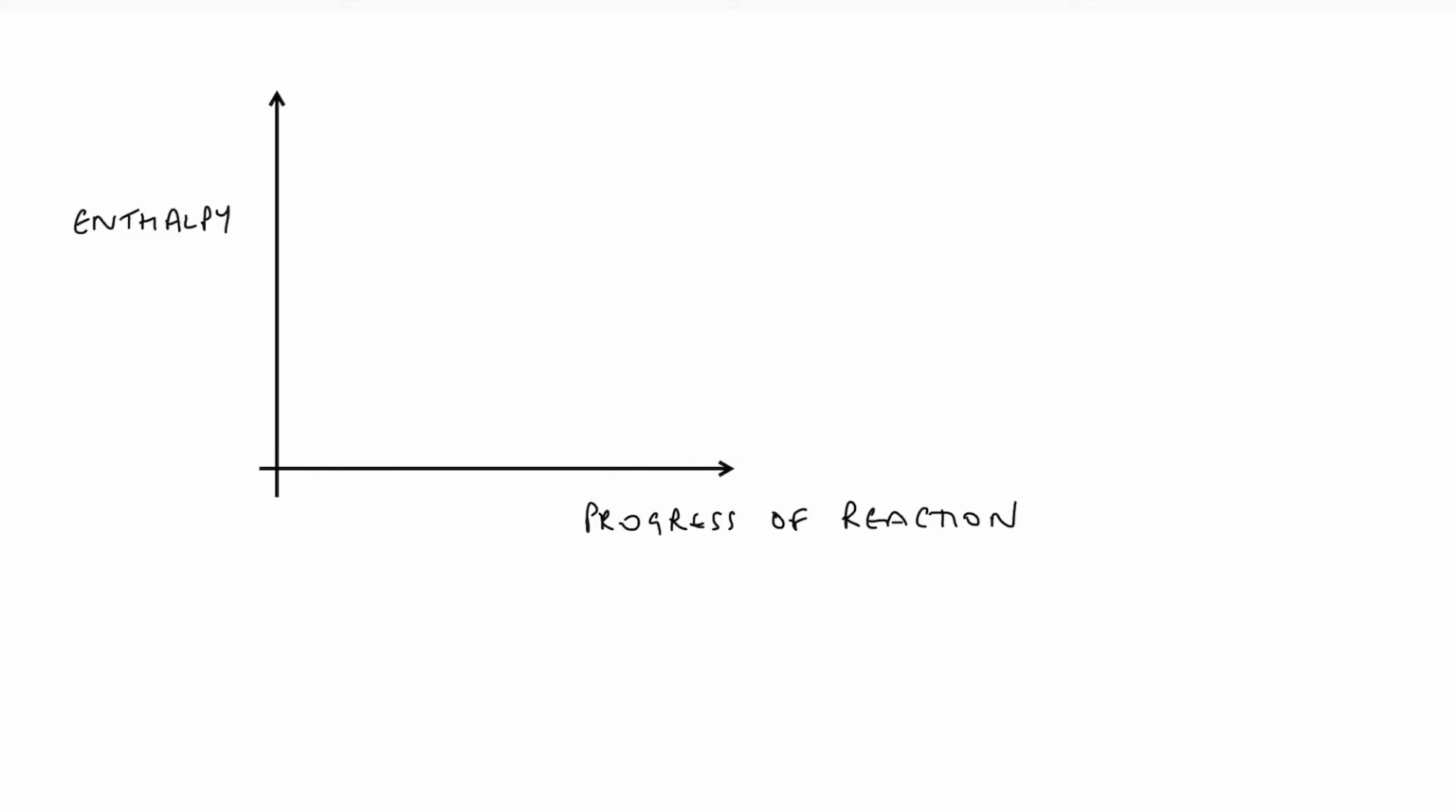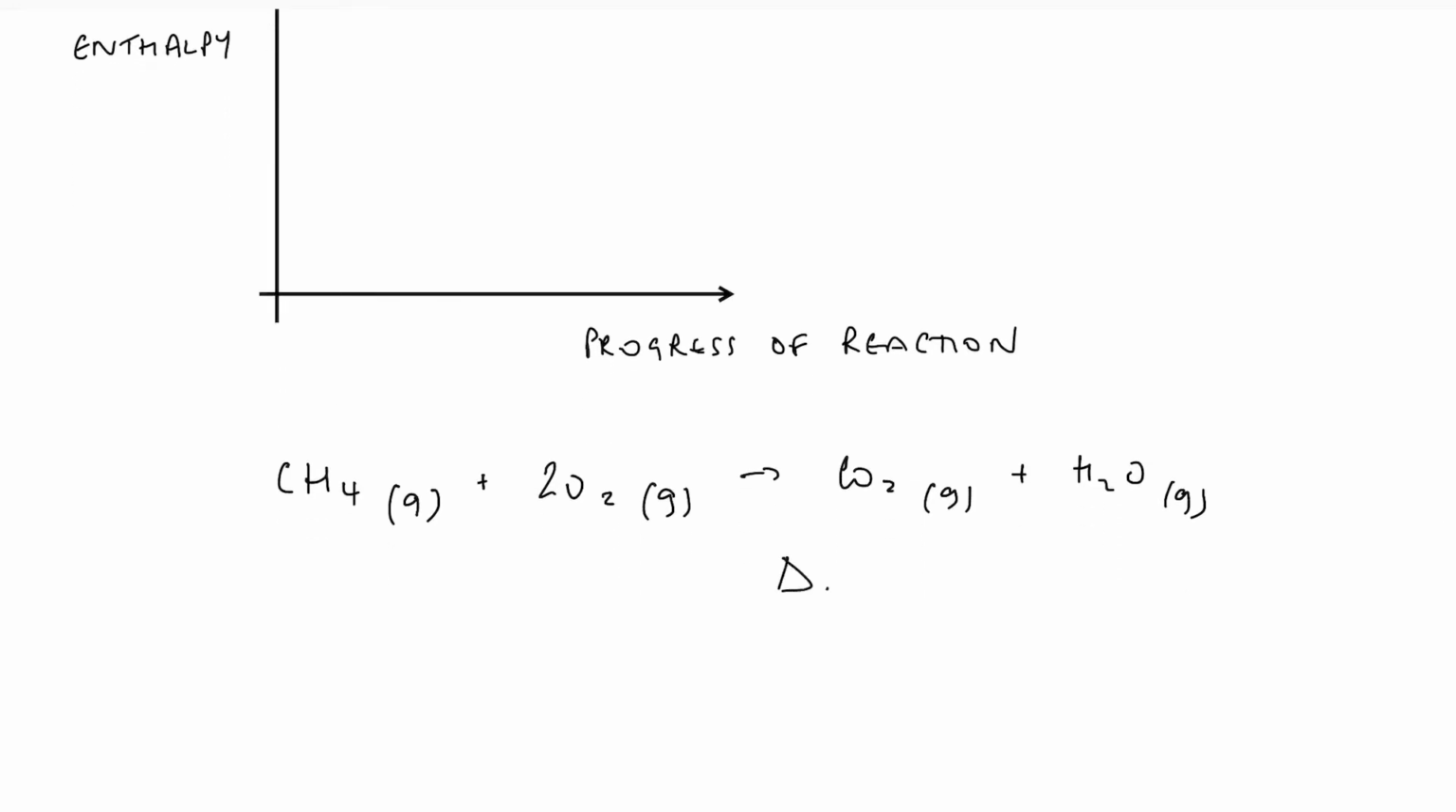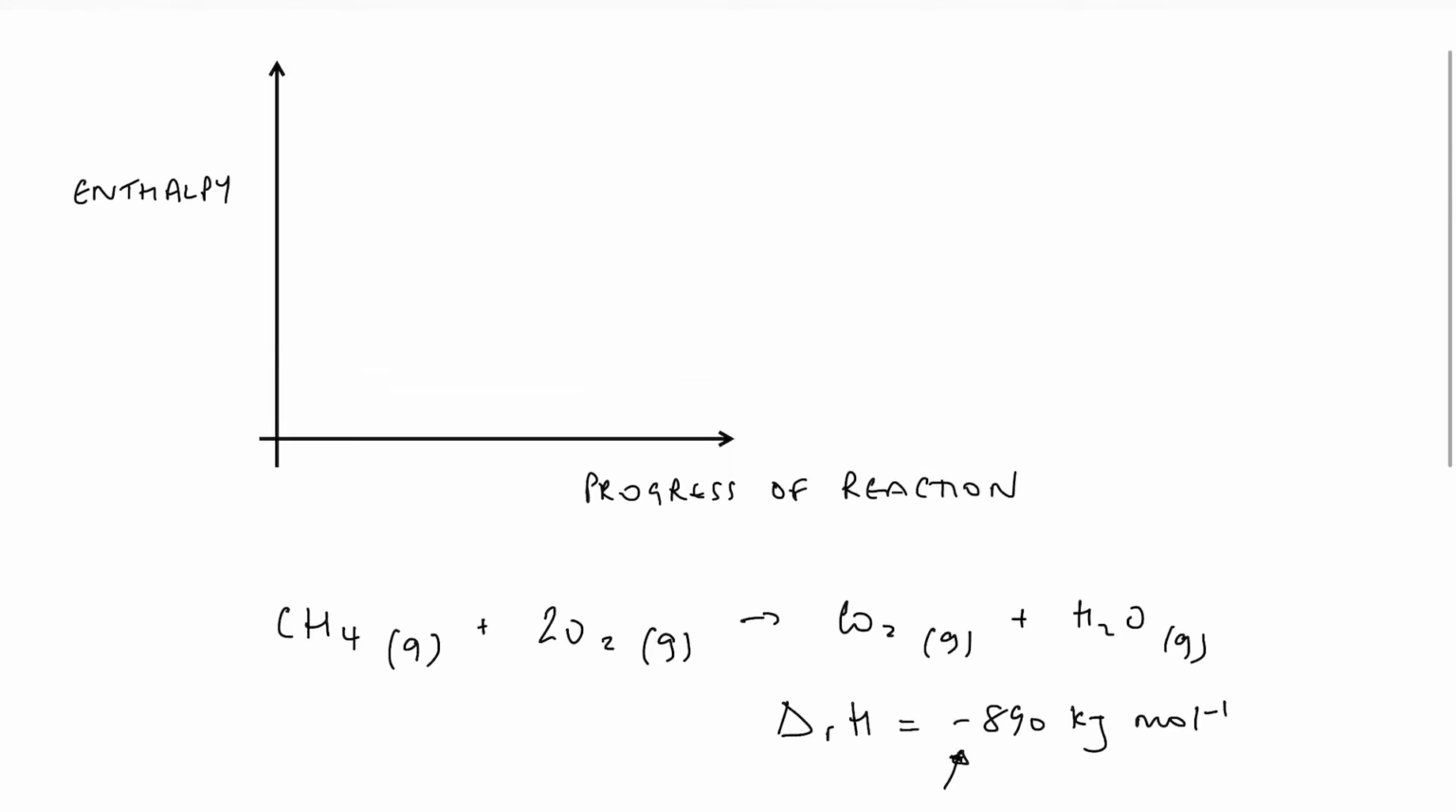The reaction I have in mind is the combustion of methane, so CH4 reacting with oxygen, some reaction we should all be familiar with, to form carbon dioxide and water. And the enthalpy change for this reaction is minus 890 kilojoules per mole. It's an exceedingly exothermic reaction, which means the energy is being moved from the system into the surroundings, and the temperature of the surroundings goes up.